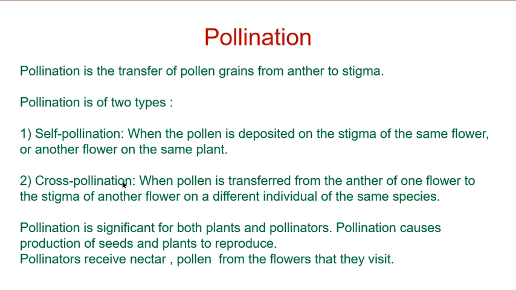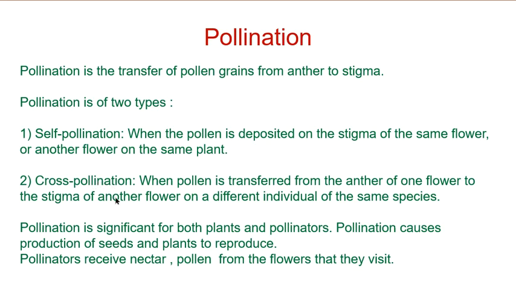And what is cross-pollination? When pollen is transferred from the anther of one flower to the stigma of another flower on a different individual of the same species. Means same species, two plants, two flowers are pollinating with each other, that is cross-pollination.